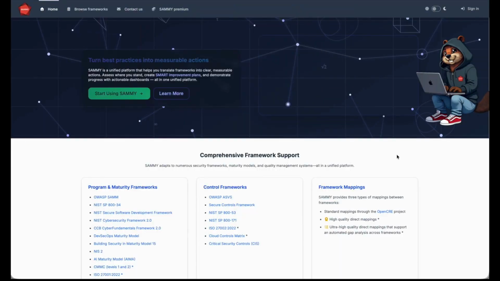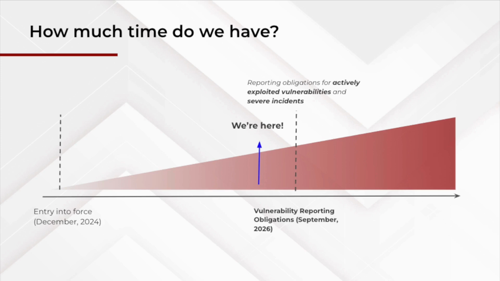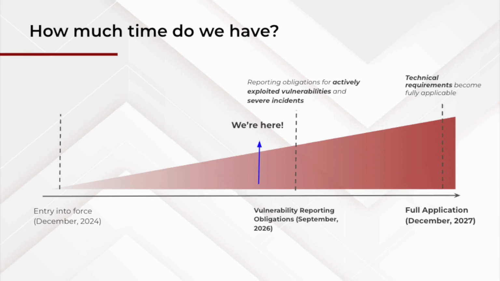The EU Cyber Resilience Act is now law. If you're building a product with digital elements like hardware, software, anything that connects, you have 2 key dates to become ready. September 2026, you have to report actively exploited vulnerabilities and severe incidents. December 2027, the CRA becomes fully applicable. And for a systematic approach to application security, both dates are literally tomorrow.